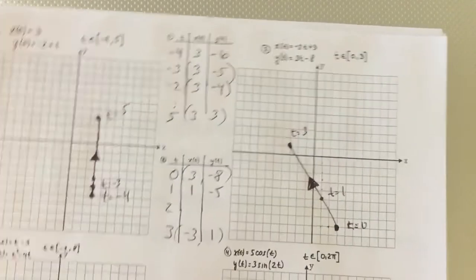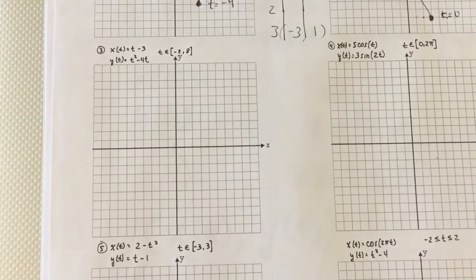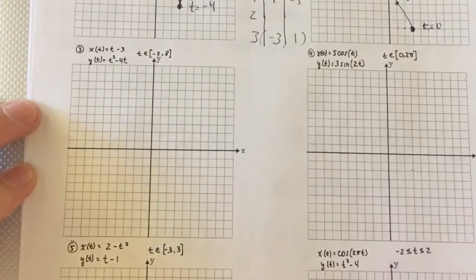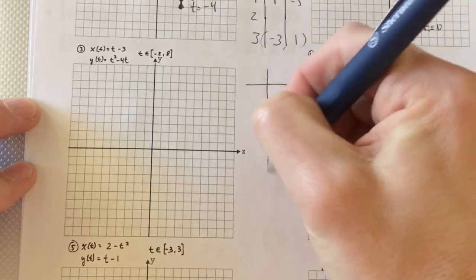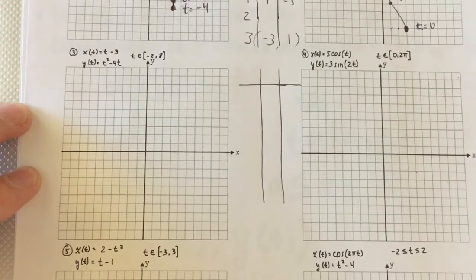All right, let's do another one. Third one. Take a guess at what that graph will look like. X is T minus 3. Okay, that's linear. So X is moving like left to right. Y is T squared minus T. So Y is parabolic, quadratic. All right. Number 4 is one of my favorites. Actually, number 6 is, I like number 6 better.